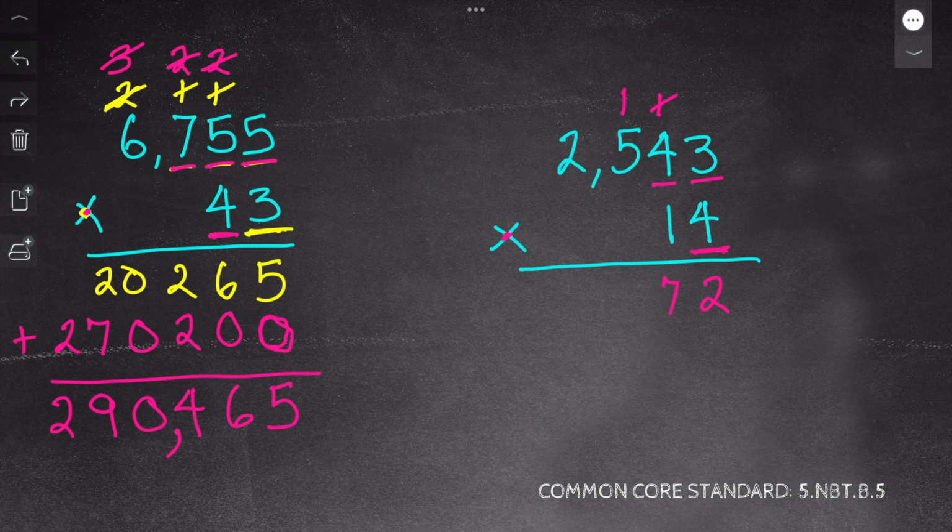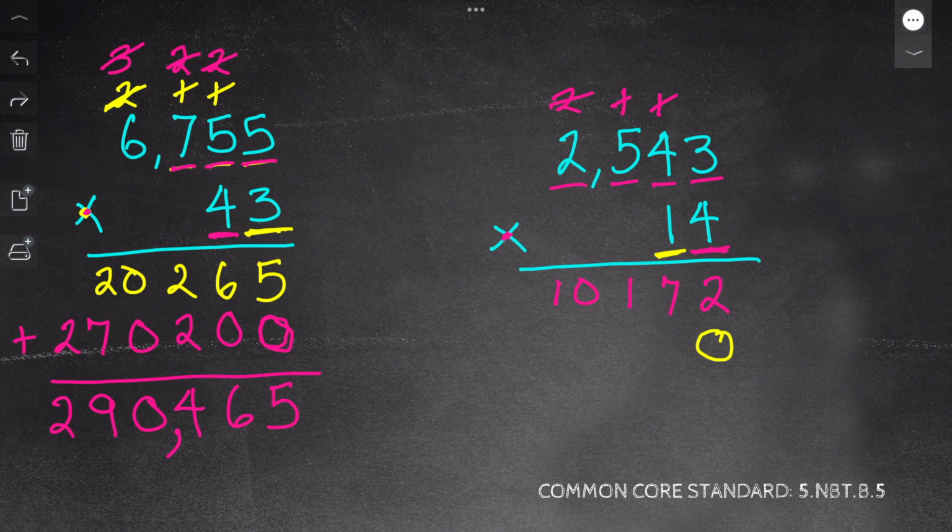4 times 5 is 20, plus 1 is 21. Regroup my 2 and put my 1 down. And finally, 4 times 2 is 8, plus 2 is 10. Now I'm going to multiply by my 10 spot. This is a 10, so I need to make sure I annex a 0.